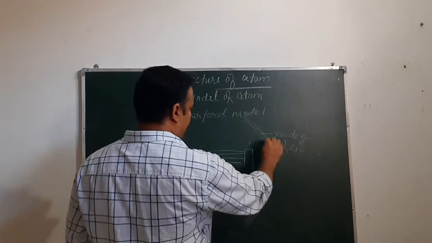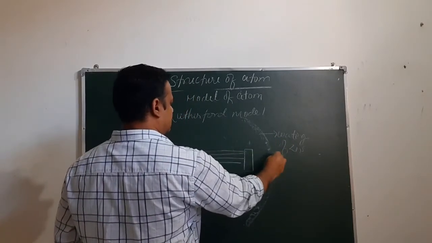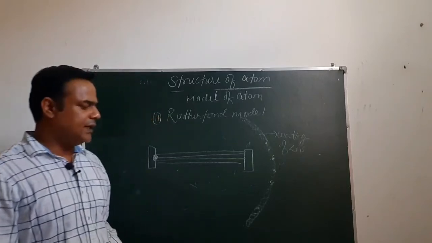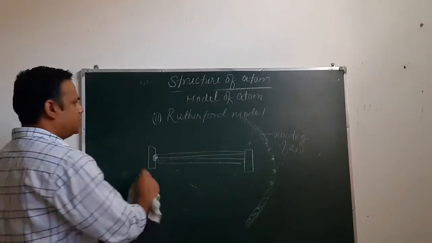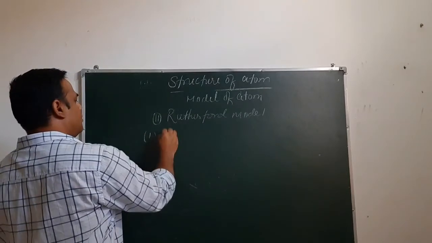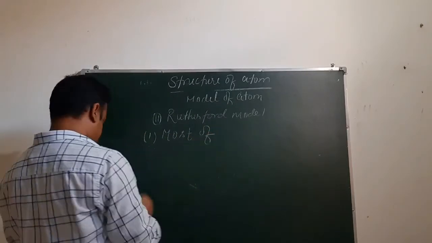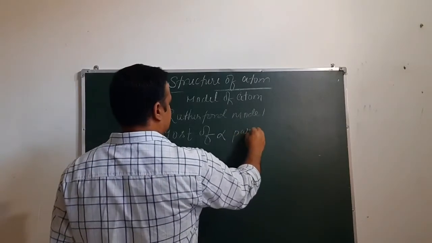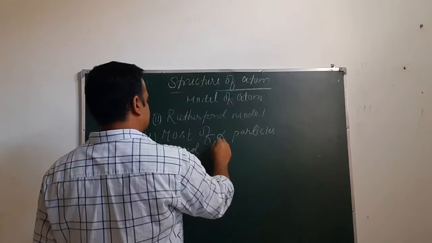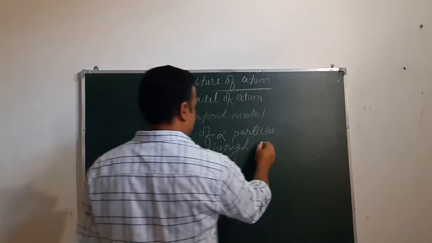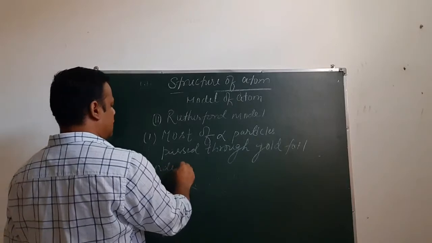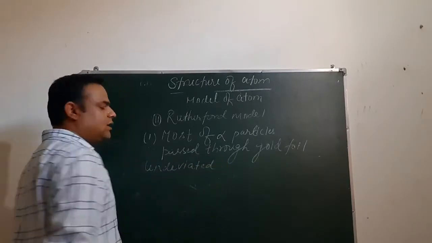Then he obtained a pattern on the screen, and on the basis of the pattern obtained on the ZnS screen, he gave the following observations. The first observation was that most of the alpha particles pass through the gold foil undeviated, without any deviation.